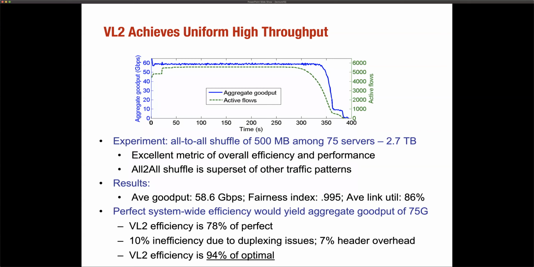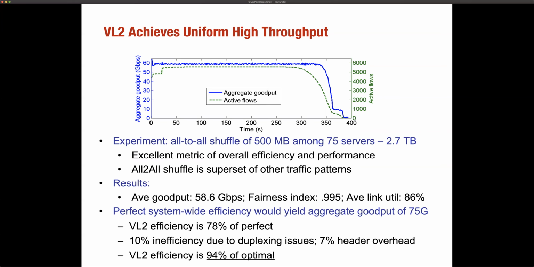So one goal was that it should be able to achieve uniformly high throughput, right? So what they did was set up an experiment with an all-to-all shuffle, where all servers were communicating with each other, shuffling around 500 megabytes of data among the 75 servers that they had in the testbed, right?